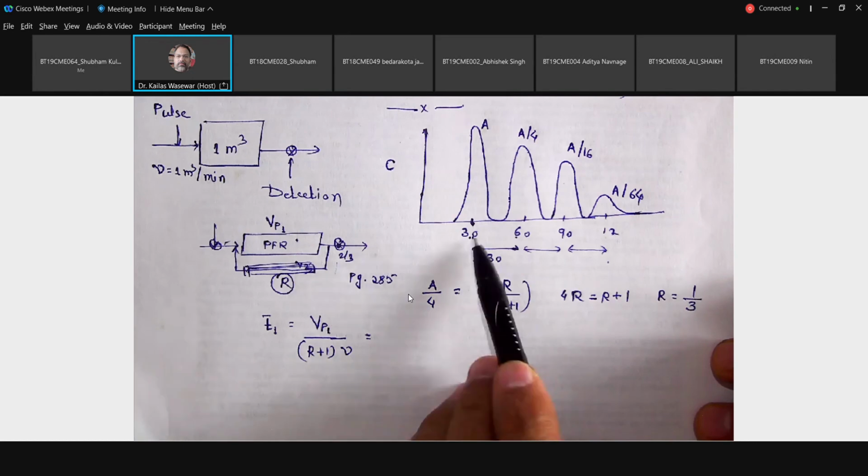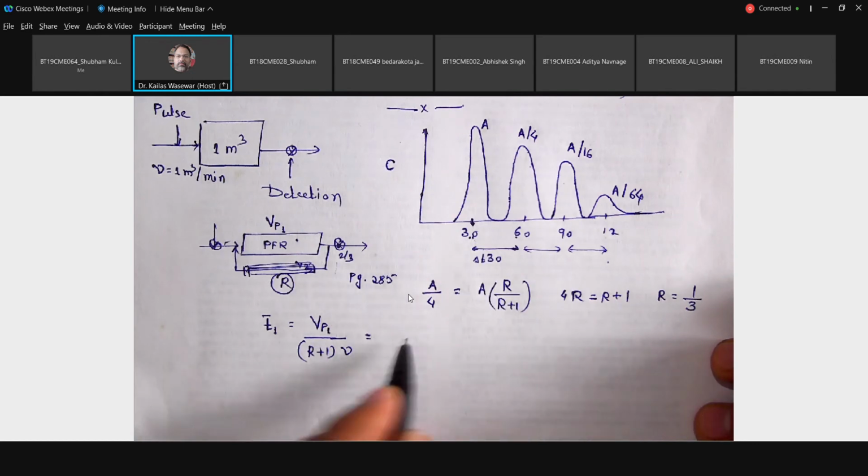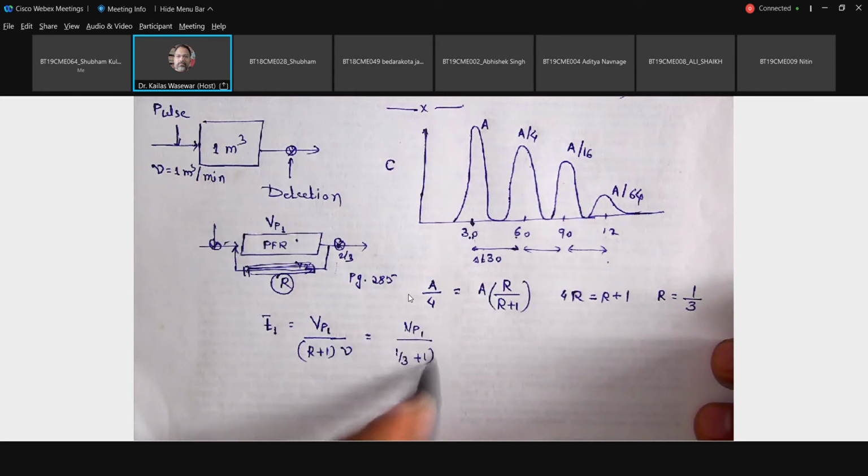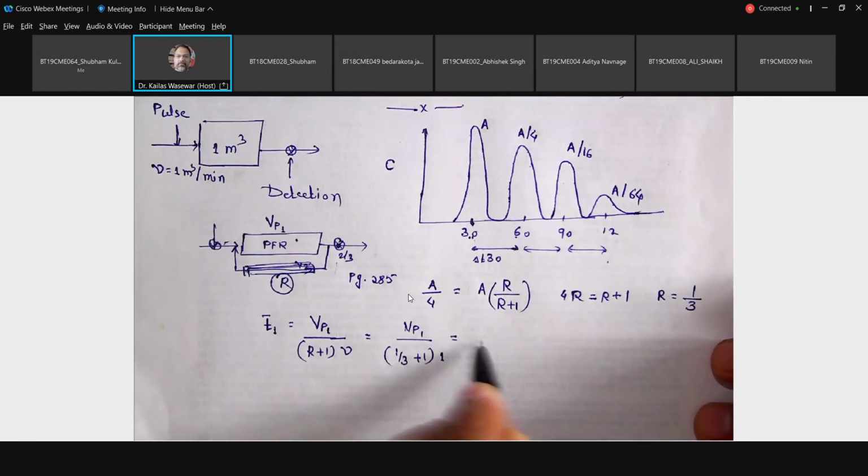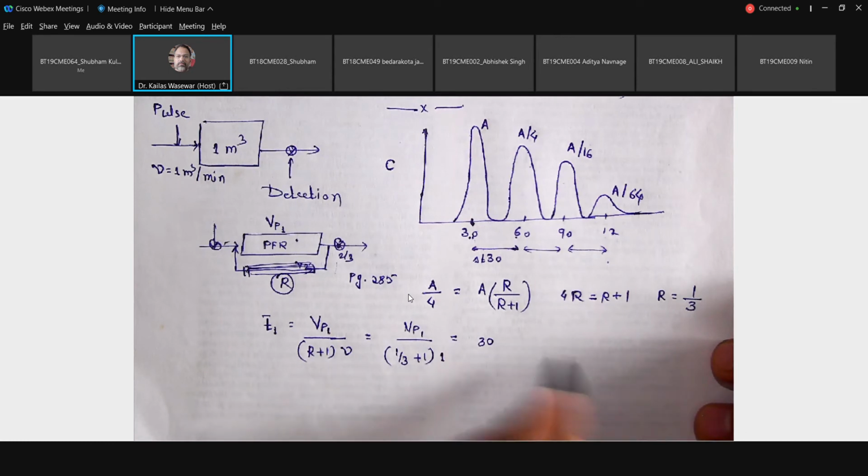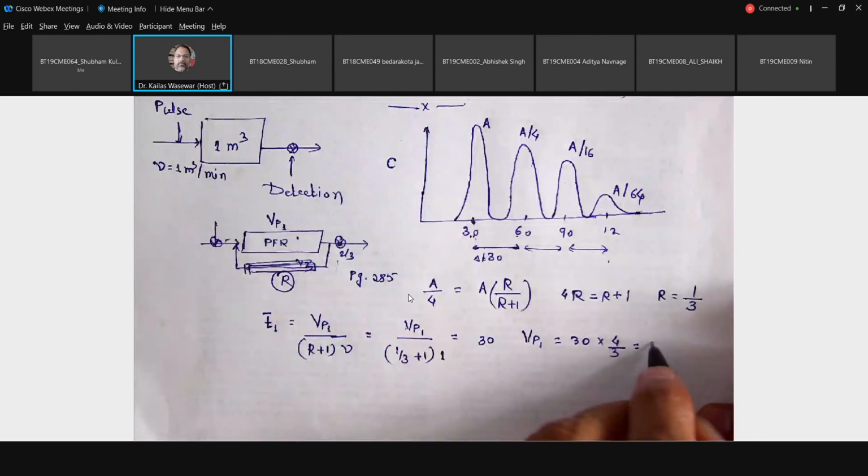So from this, VP1 we don't know, that we have to calculate. R is 1/3, plus 1. Volumetric flow rate is 1. And this is equal to 30. So by simple calculation, VP1 will be 30 into 4/3. So it will be 40. Is it correct, or is something wrong?